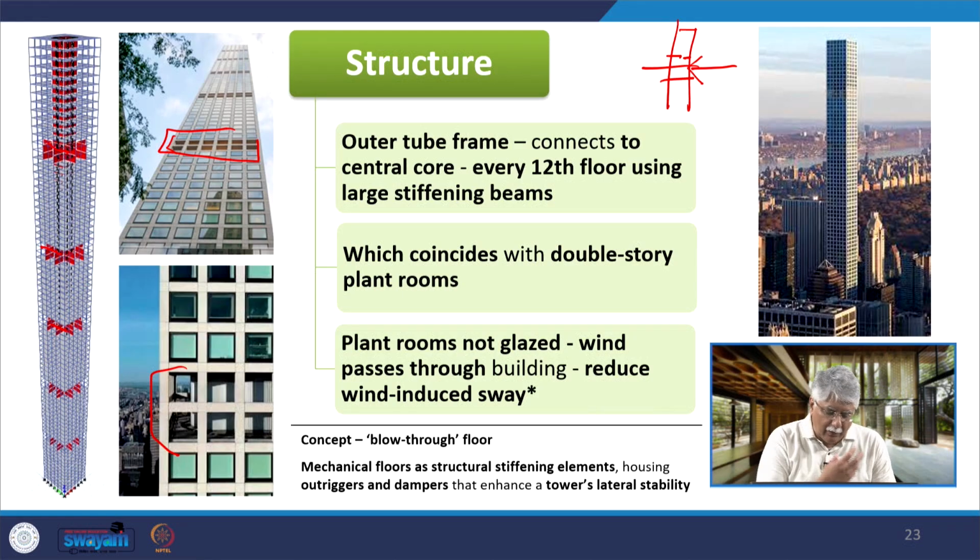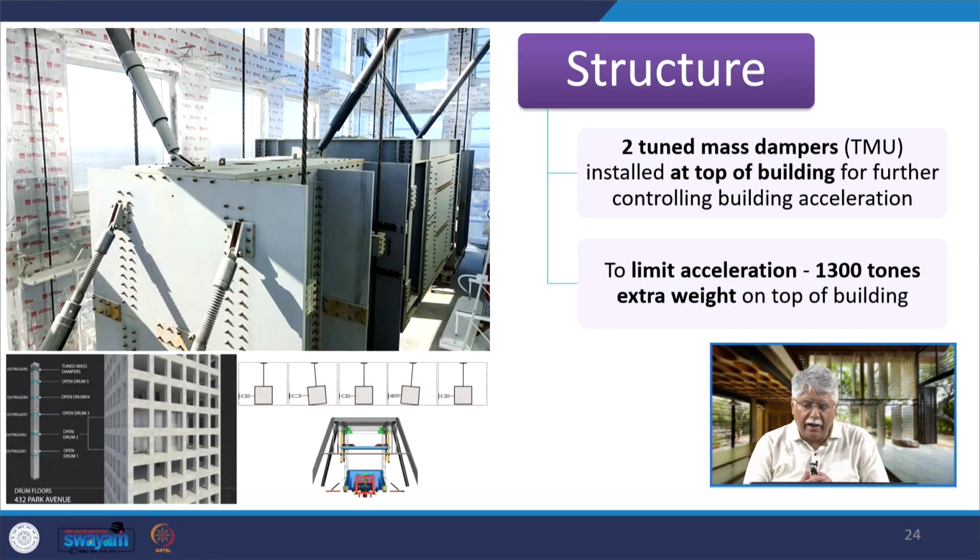That means the wind is allowed to pass through these every 12th floor. Not only that, 2 TMDs or tuned mass dampers are provided at the top of the building to control the building acceleration as a result of lateral sway or seismic action, and also to limit acceleration, because reduced weight of the building is a problem and increases sway, since the mass is less. 1,300 tons of extra weight has been loaded on top of the building to reduce the sway. So, that is an addition.